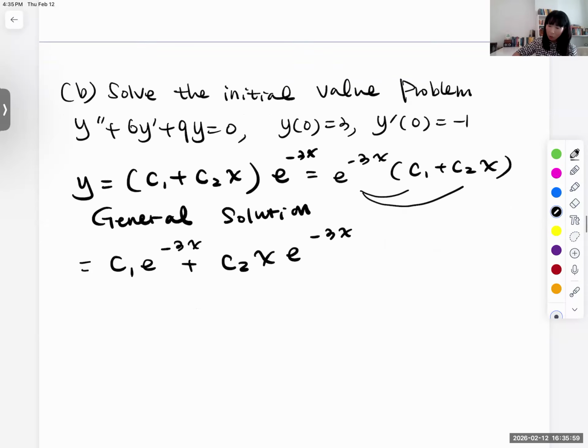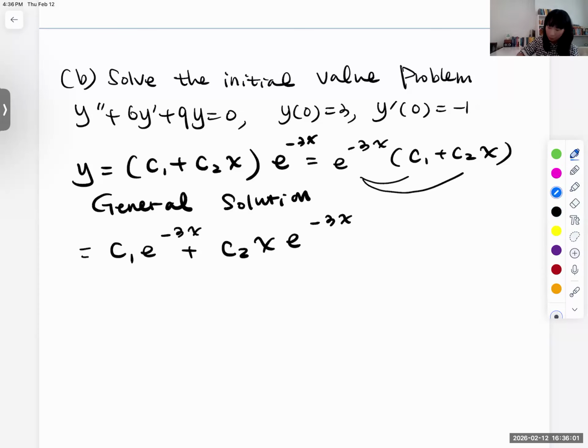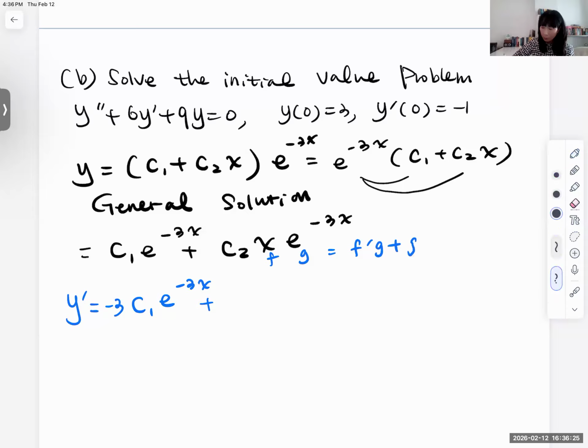Okay, so y prime. So the first term will be c sub 1 e to the negative 3x and times negative 3, right? Plus second term, we have x. So f g, f prime g plus f g prime.